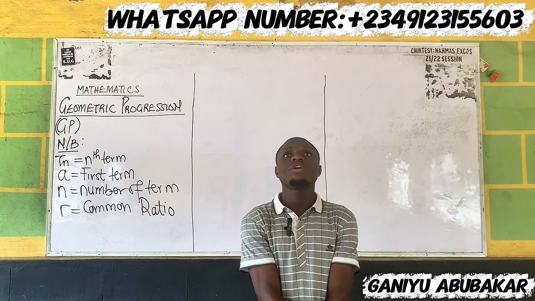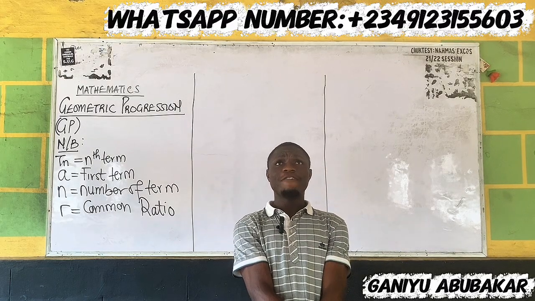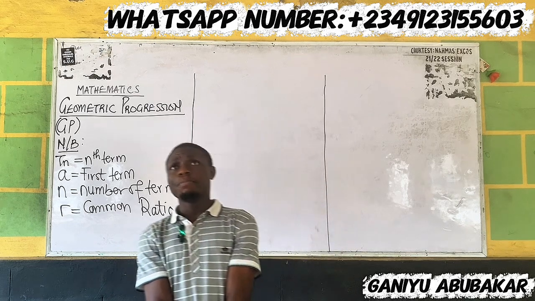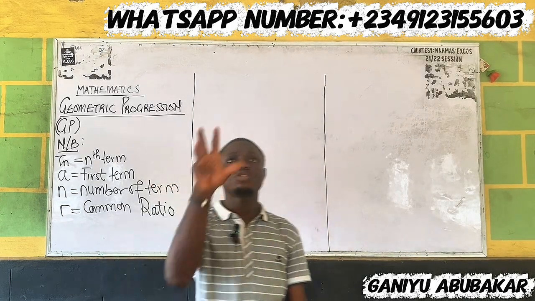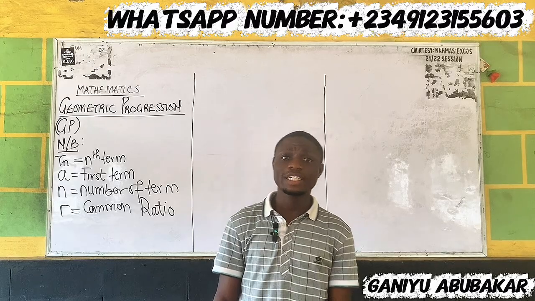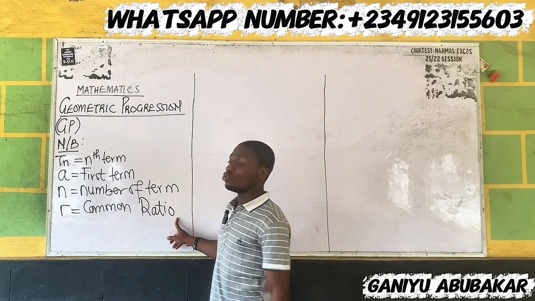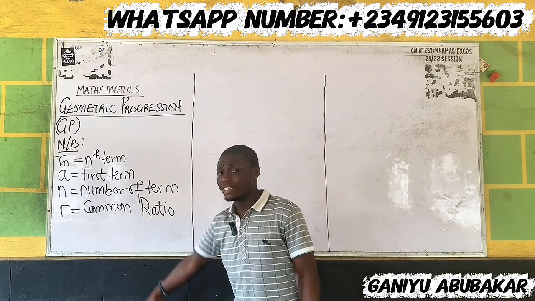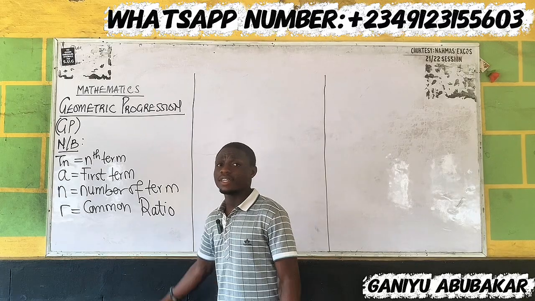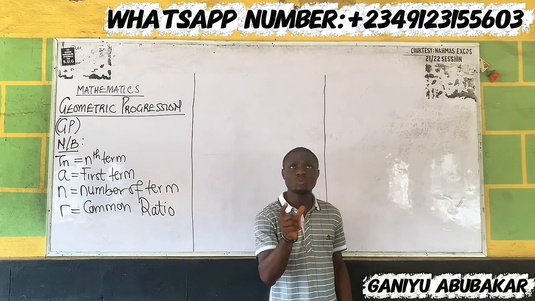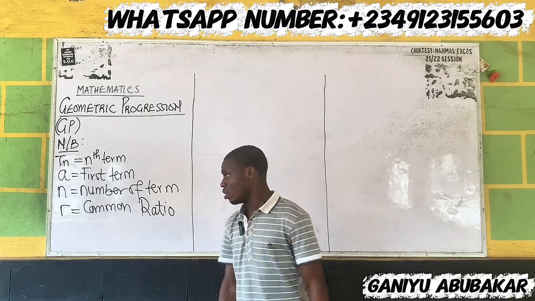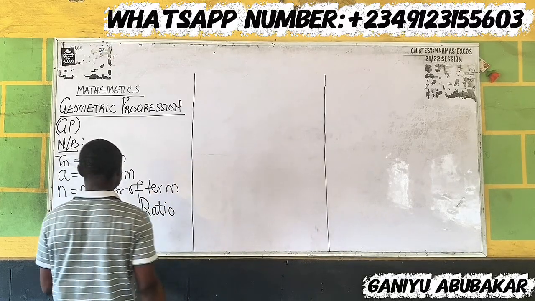Common ratio is got by dividing the second term by the first term. So that gives you T2 over T1. That's how you get common ratio. You are dividing in this case. You are not adding or subtracting. So common ratio has to do with division. The word ratio means division.